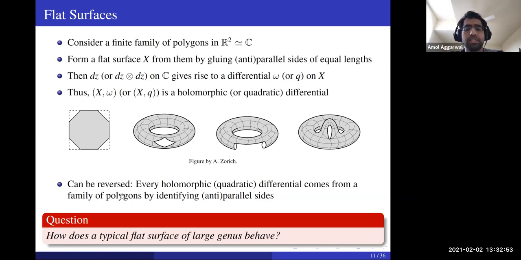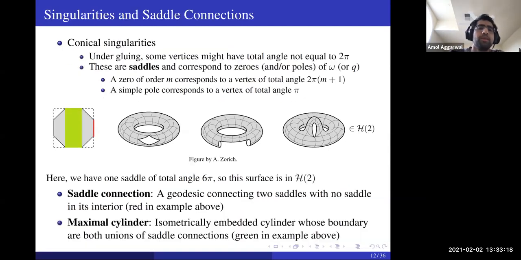So there are two sets of ambiguity here. The first is what I mean by typical, and second is what I mean by behave. Typical will have a fairly definite description. I will define a measure on the set of all possible flat surfaces, and typical just means typical with respect to that measure. Behave will have various different formulations, and I'll give several of them in what follows. So the measure will come later. Let me first describe some features that are associated with these flat surfaces.